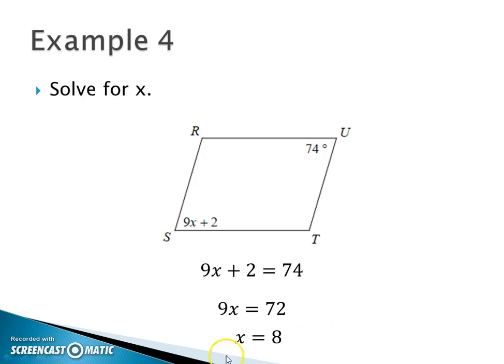All right, that is it for parallelograms part 1, opposite sides and angles, and they're congruent.